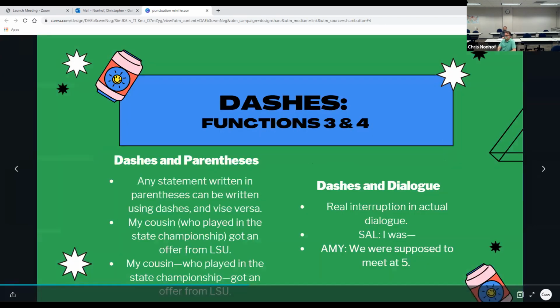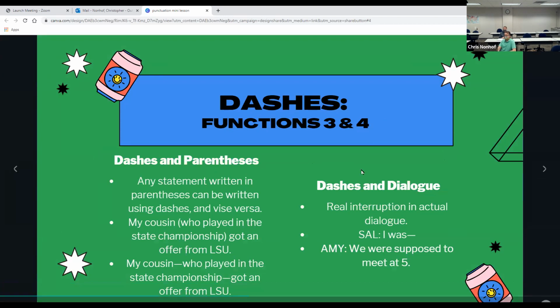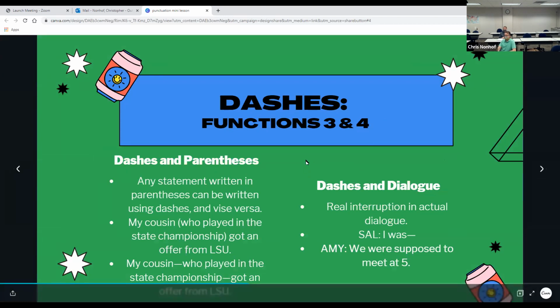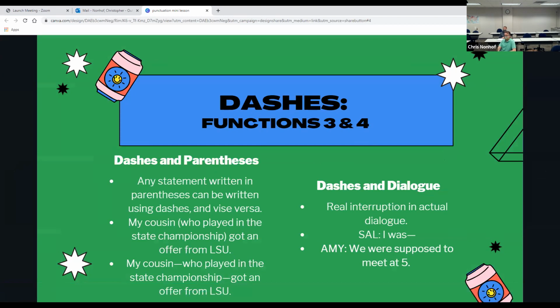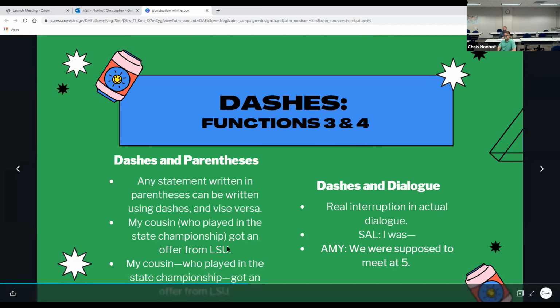And then functions 3 and 4: you can interchange dashes and parentheses. So if you think you are going to use parentheses, you could use dashes instead if you wanted to. Here's the same sentence, one with parentheses and one with dashes. They do the same exact thing, so they're interchangeable.